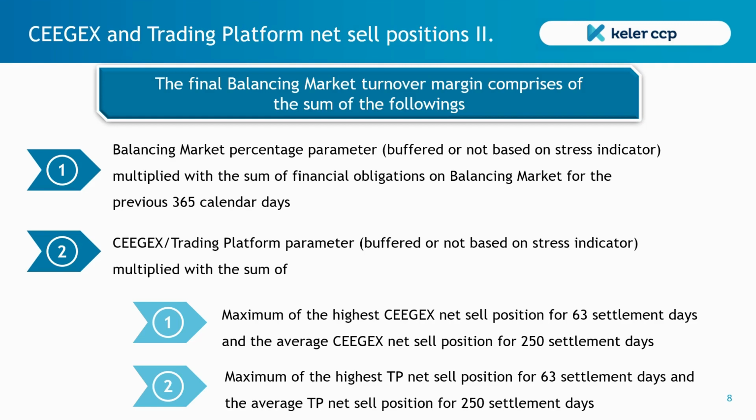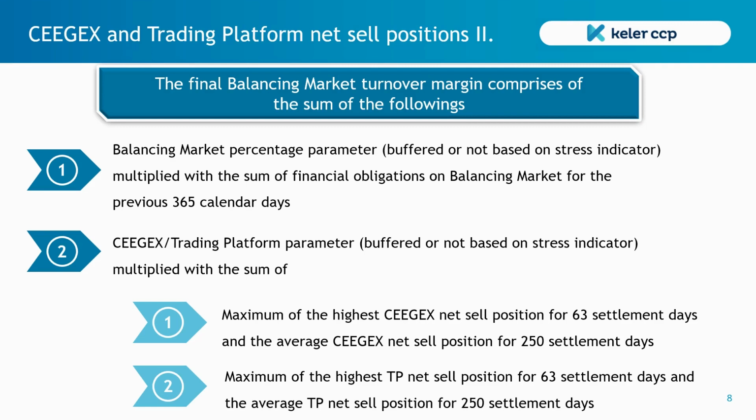We check the maximum of the highest trading platform net sell position for 63 settlement days and the average trading platform net sell position for 250 settlement days. The sum of these components shall give the CEEGEX trading platform part of the turnover margin calculation for the balancing market. So all in all, we will recalculate the turnover margin parameter for the balancing market daily. We will recalculate the turnover margin itself daily.